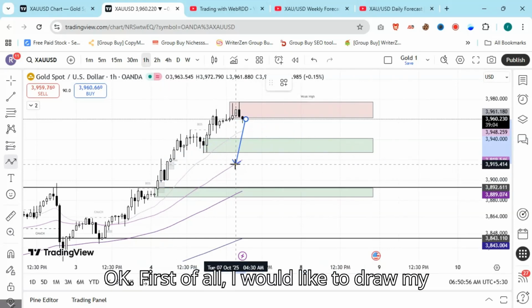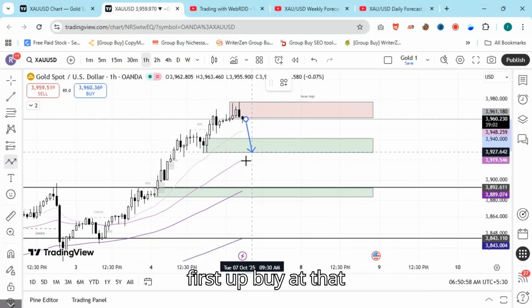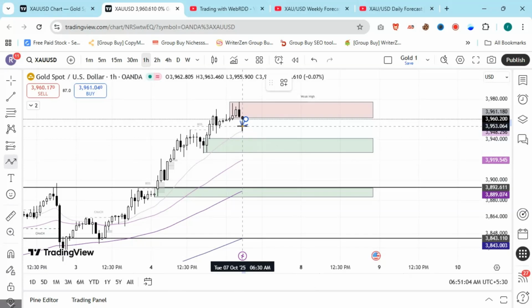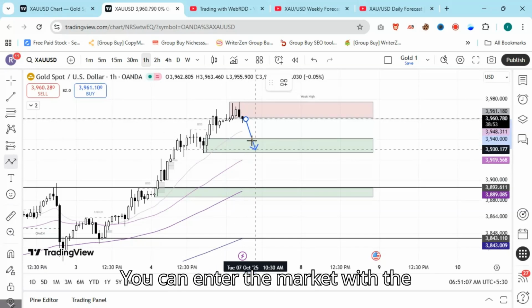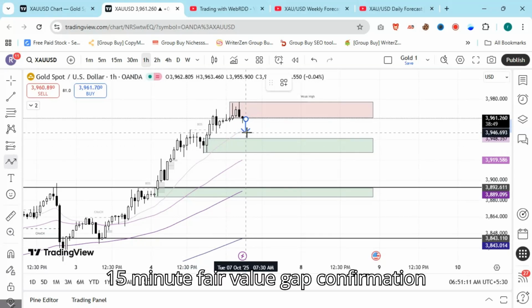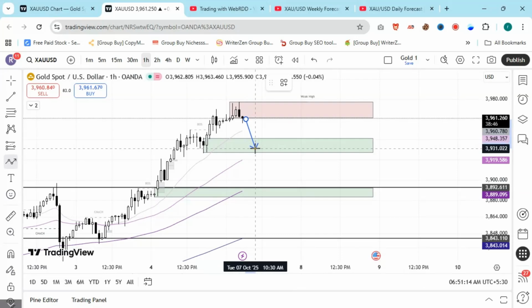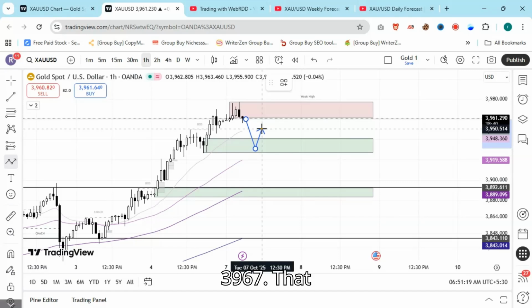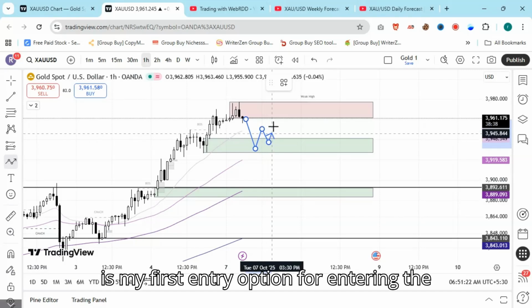Okay, first of all, I would like to draw my first buy at that zone, grabbing liquidity below the 20 EMA. You can enter the market with the 15-minute fair value gap confirmation, and your first take profit will be around 39.67. That is my first entry option for entering the market.